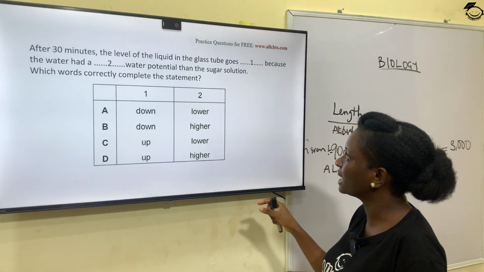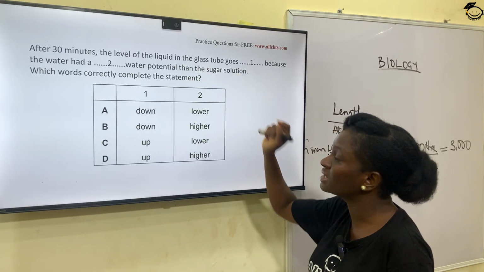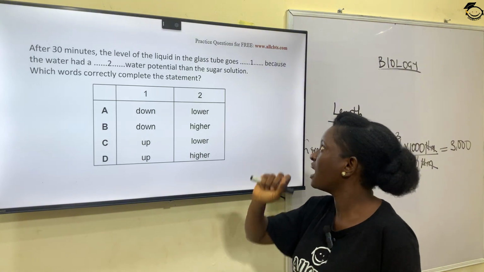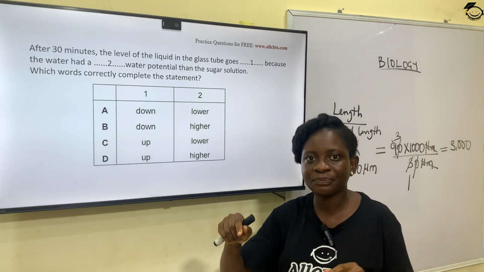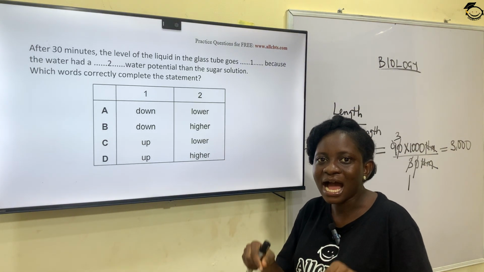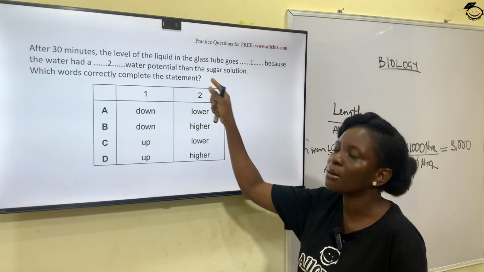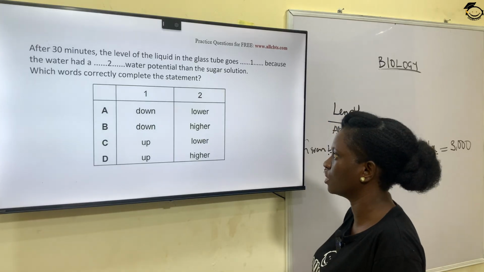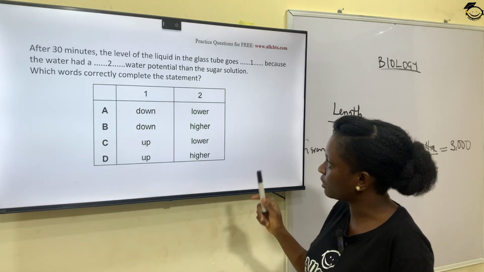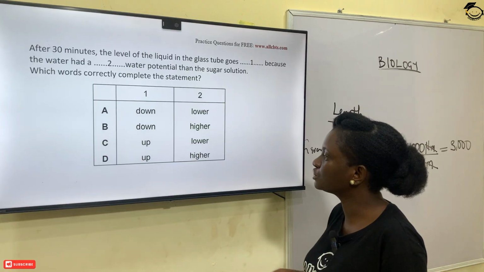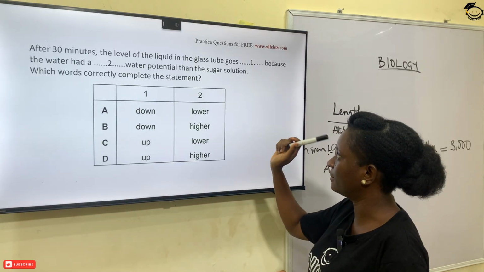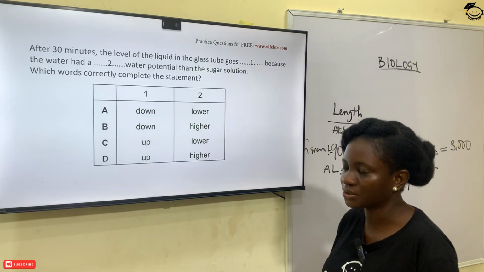So that's why the liquid in the tube will go up, because the water outside has a higher water potential than the water inside. That's the sugar solution. So from here we can deduce that option D is the correct answer. So it goes up and higher. Option D is the correct answer.